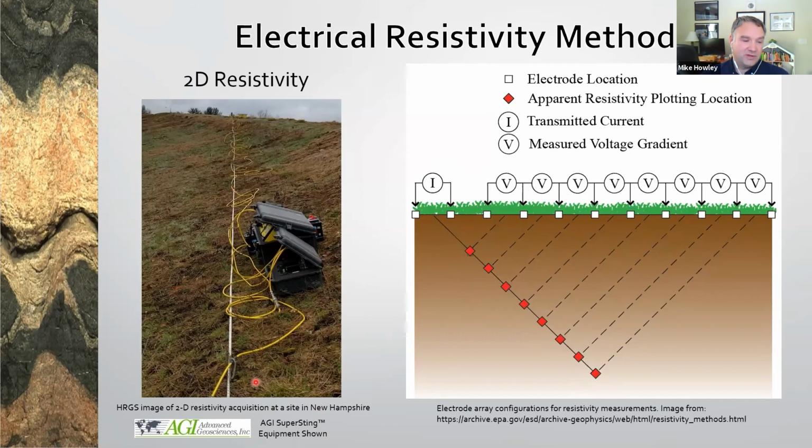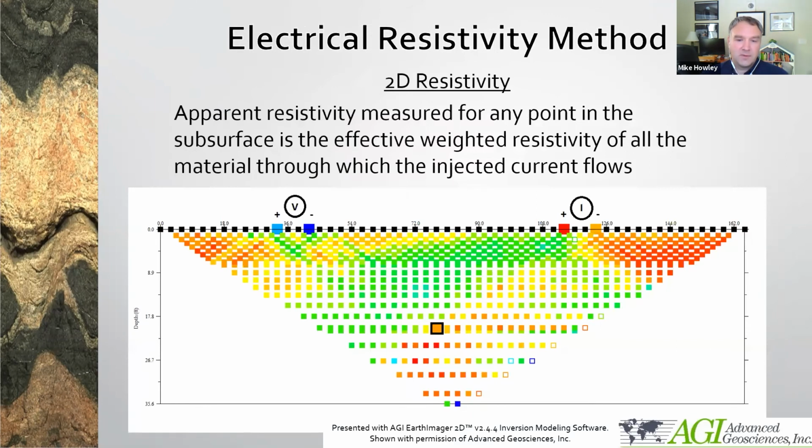This is an image of a 2D resistivity survey. The equipment is sitting there, with 56 electrodes connected by a multi-core cable. The electrodes are 14-inch long stainless steel rods that are driven into the ground and connected to the cable. Using multi-electrode automated resistivity systems, 2D resistivity profiles can be acquired over large distances in a single field day.